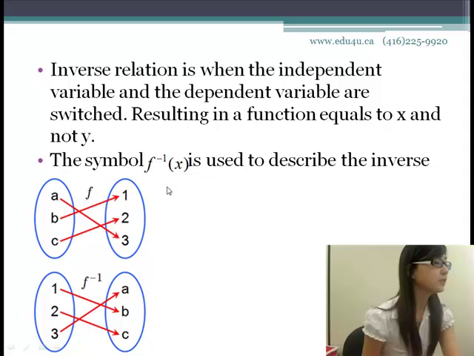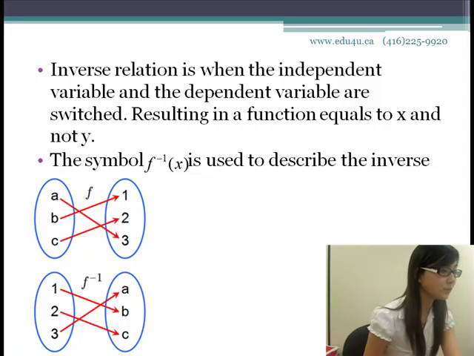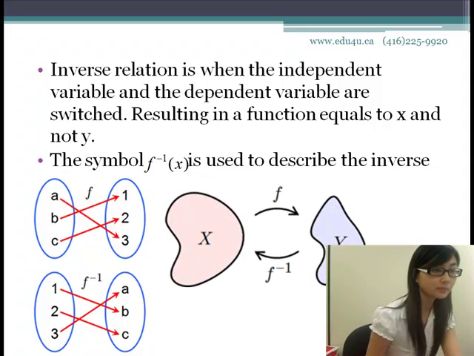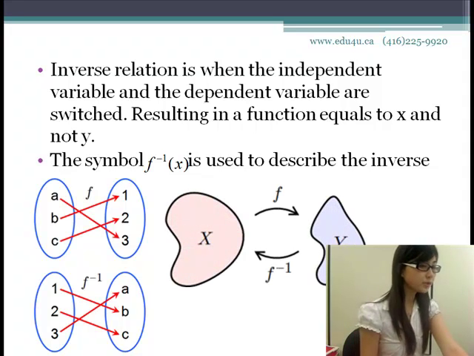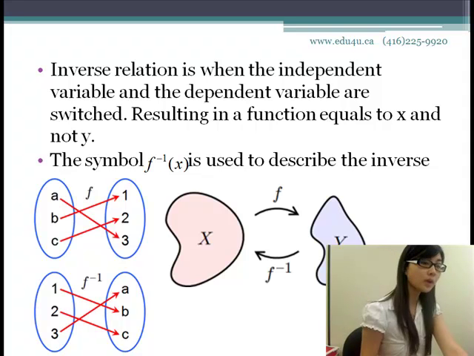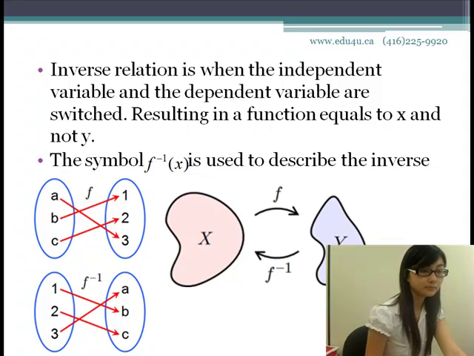So for example, in the original function, if a went to 3, b went to 1, c went to 2, the inverse function would be 1 went to b, 2 went to c, and 3 went to a. So if we look at the two shapes here, if x went to y by the original function, that means y went to x by the inverse function.